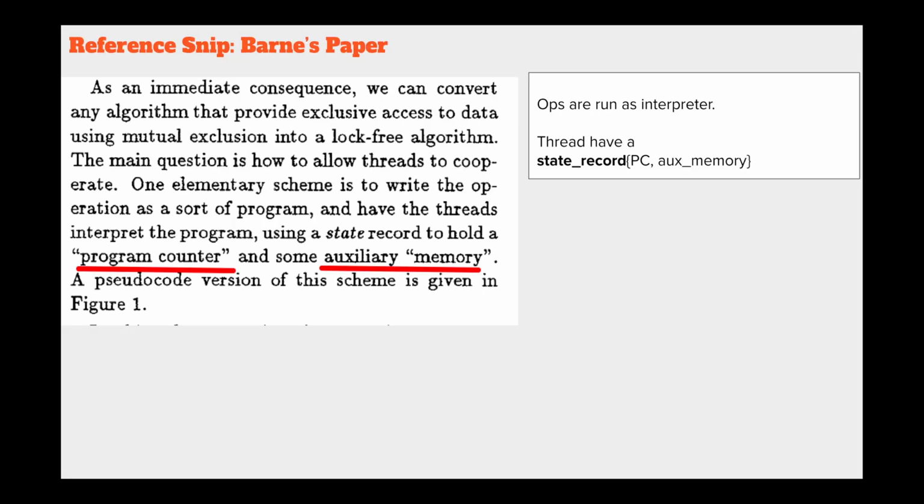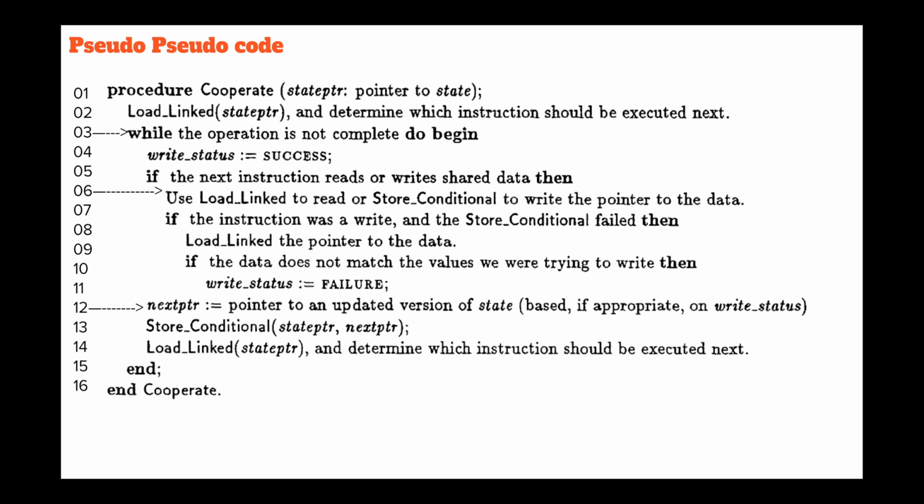So change 2, as I told you, is on the process side. This is the overall pseudocode, which is the only pseudocode in the paper. Essentially here we have a procedure called cooperate. It accepts a state pointer, and we use load link to read the state pointer, and we check whether the operation is completed or not. By load link we are reading the operation in the state pointer, and checking whether the operation is successful or not.